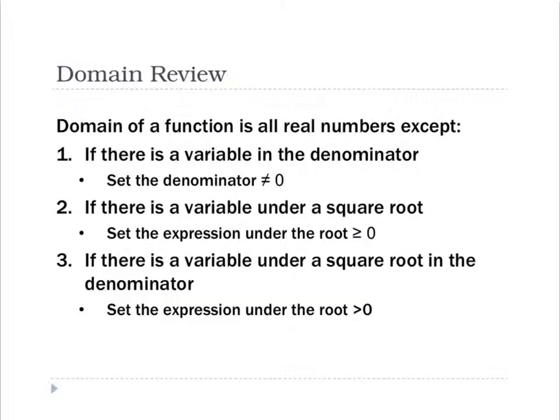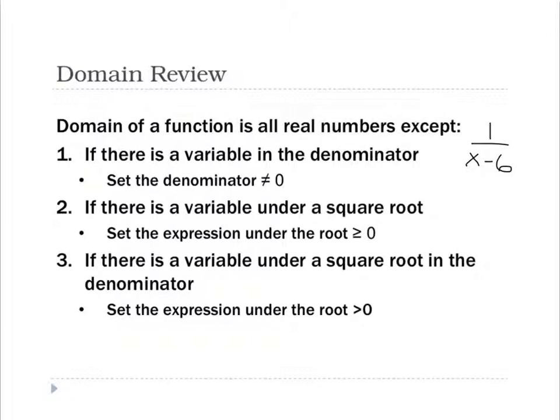Let's recap on our domain. We talked about the domain in chapter 1, I believe. Remember, the domain is all real numbers except if we have a variable in the denominator, then we're going to set it not equal to 0. Because remember, anything equals 0 in the denominator, it's undefined. So if I have 1 over x minus 6, if x is 6, then our denominator is undefined, right?